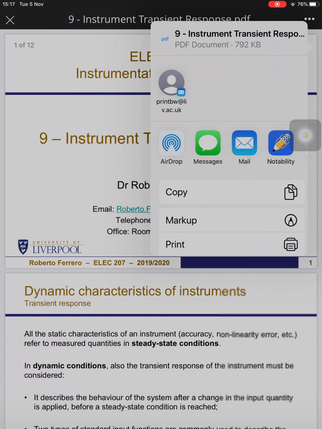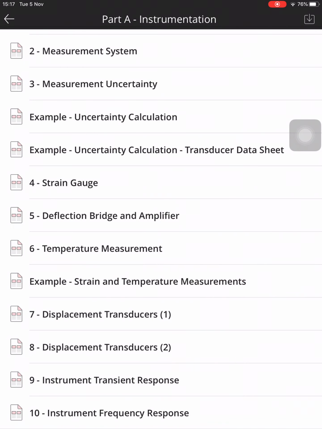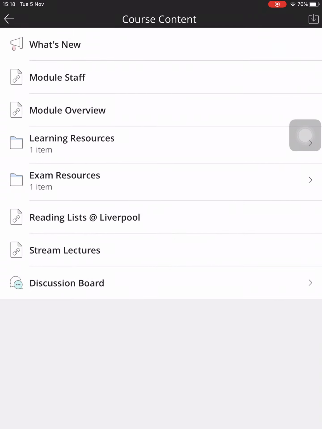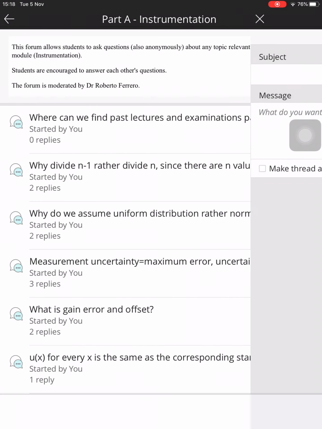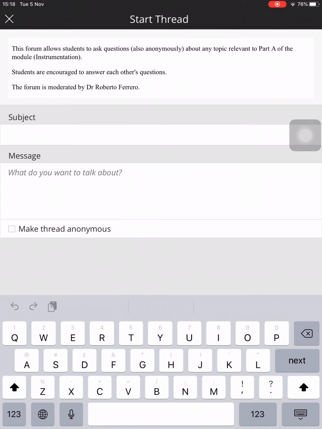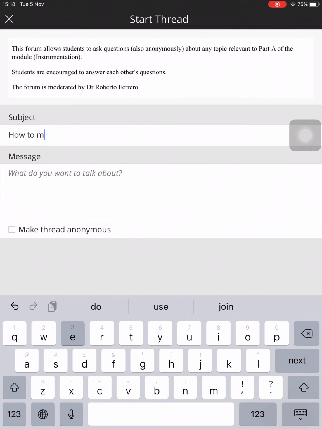Oh, good, 我们又来问问题了。In the learning resources discussion board, instrumentation, start the thread: how to get the tau of a body temperature measurement.